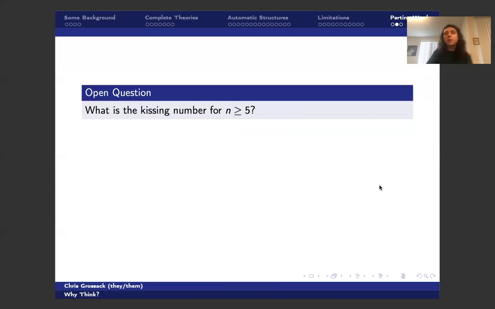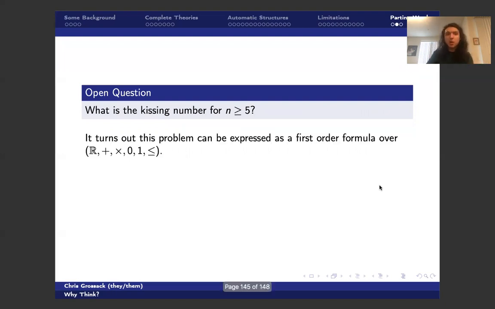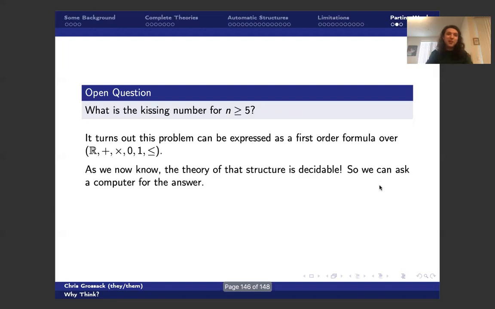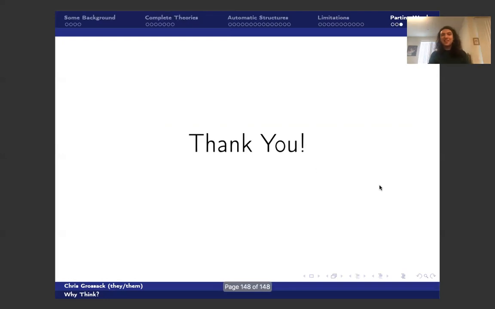Question: what is the kissing number for n greater than or equal to 5? This is totally open. I think there are some bounds known, but broadly, the exact number is open. It turns out that this problem can be expressed as a first order formula over the real ordered field. As we now know, the theory of that structure is decidable. So you can just ask a computer what the kissing number is for n greater than or equal to 5. It'll take a while to run, but you can do it. Why think? Just ask a computer. Anyways, thank you. We're only a few clock cycles away from solving that problem, but that's all I have.